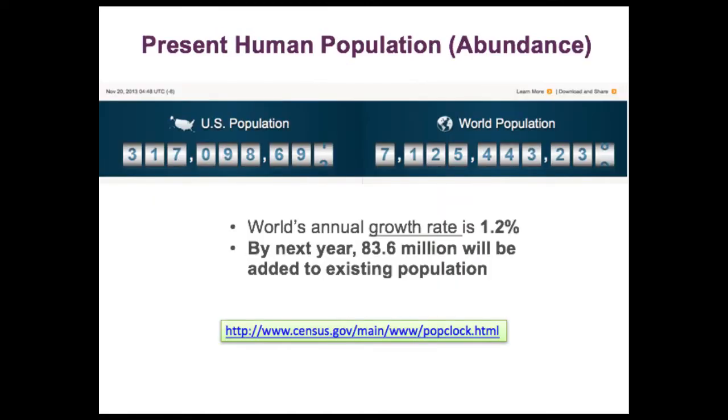Our present human population can be calculated in terms of abundance, which is simply the number of individuals in a given place. Growth rate may be calculated as birth rate minus death rate, and we can calculate these percentages of the existing population that we add to planet Earth each and every year. I encourage you to check out the U.S. Census website and check out their population clock, which shows the current U.S. population and the current world population.